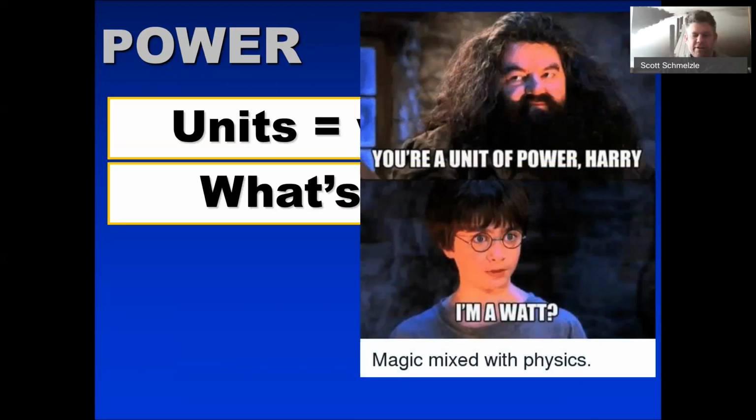I know. Science, dad jokes, all together like that. It's horrific.